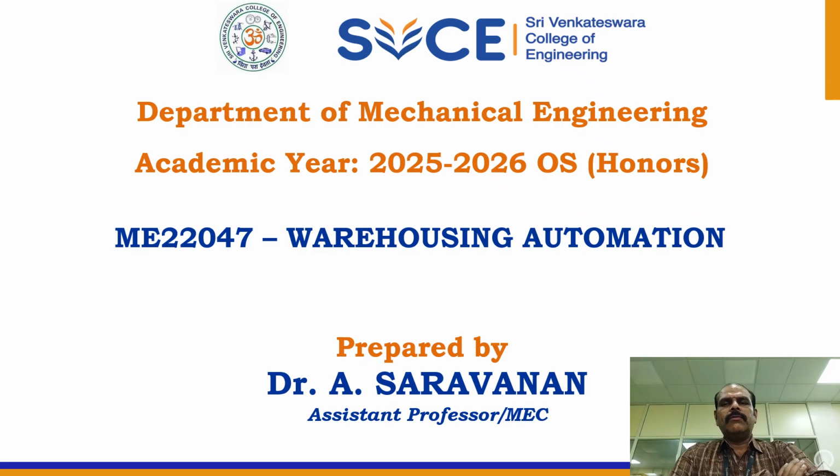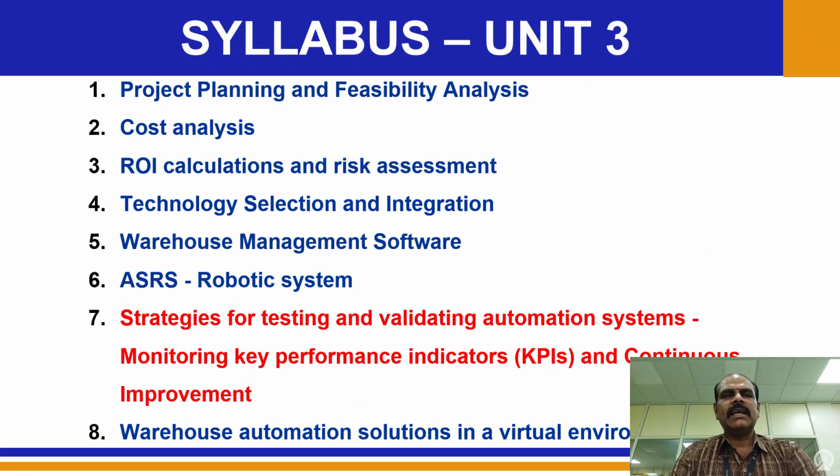So in the process of learning the course, we are in Unit 3, Planning and Implementation. Under this, today we shall discuss the next chapter, Chapter 7, Strategies for Testing and Validating Automation Systems. So this is the topic we are going to discuss today.